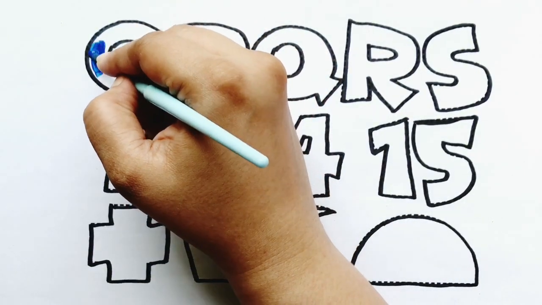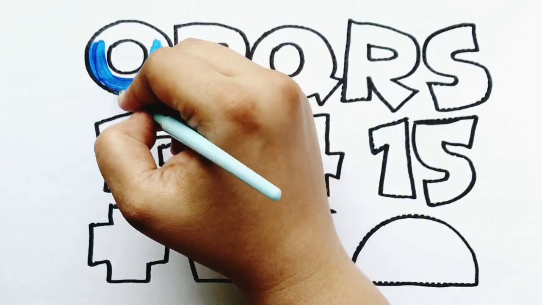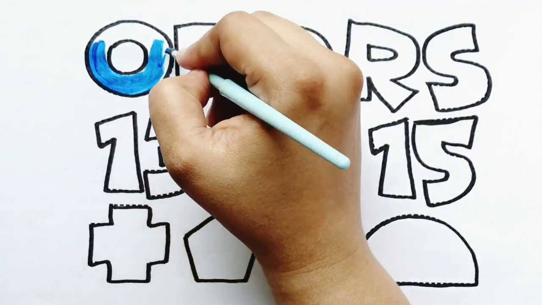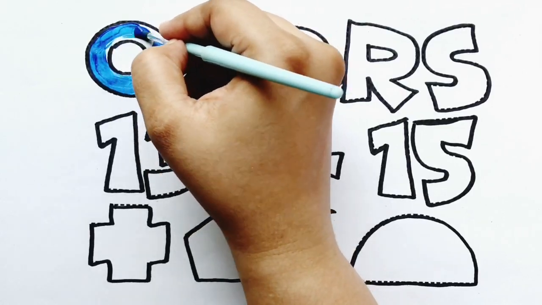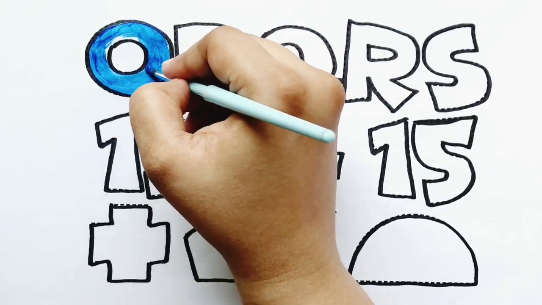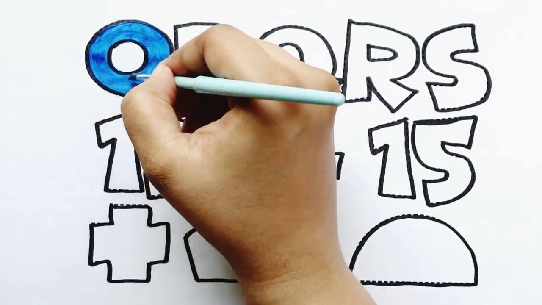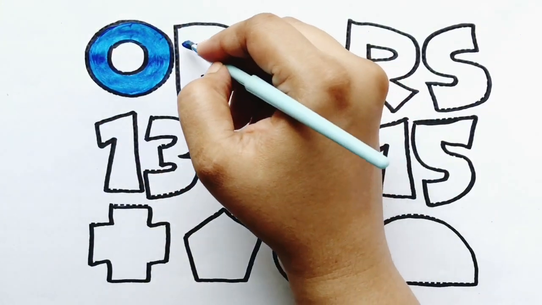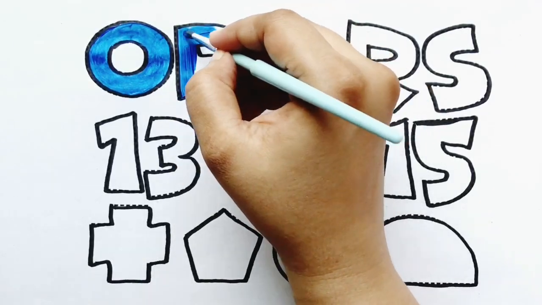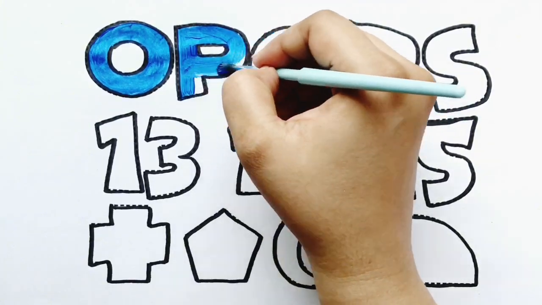Let's paint. Blue color. O for orange. P for parrot. Now I know my ABCs. Next time, won't you sing with me?